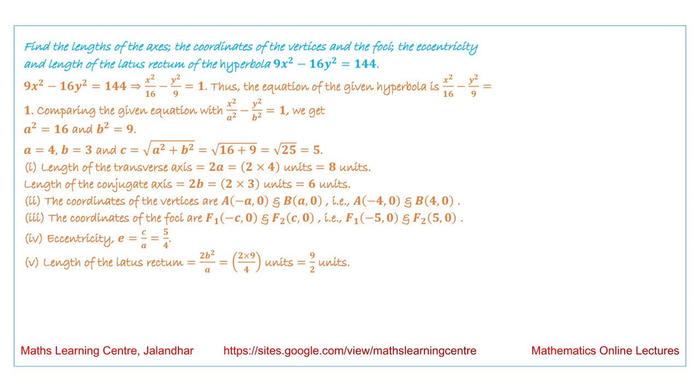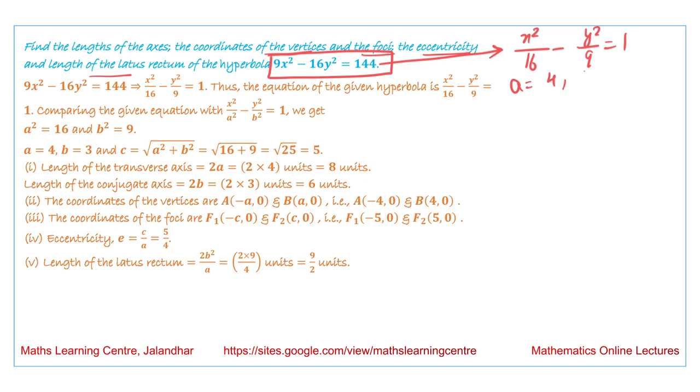In this next question, we have to find the length of the axis, coordinates of the vertices, foci, eccentricity, and length of latus rectum corresponding to the hyperbola whose equation is 9x square minus 16y square is 144. So we write this in the standard form. We divide the equation by 144 and we get x square over 16 minus y square over 9 is equal to 1. So we obtain the value of a equal to 4 and the value of b equal to 3. From this we obtain c is equal to square root of a square plus b square, and the value we obtain is 5.